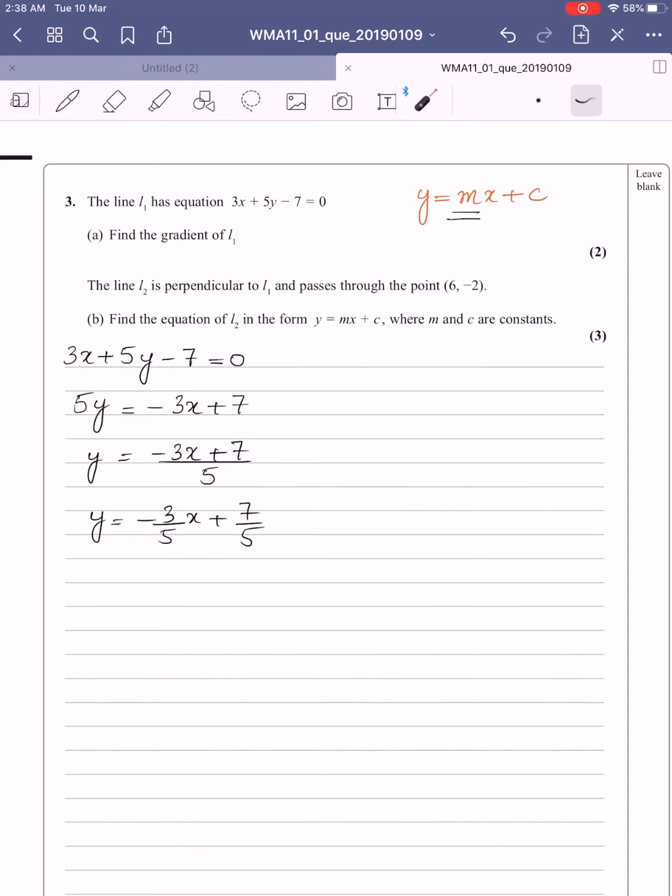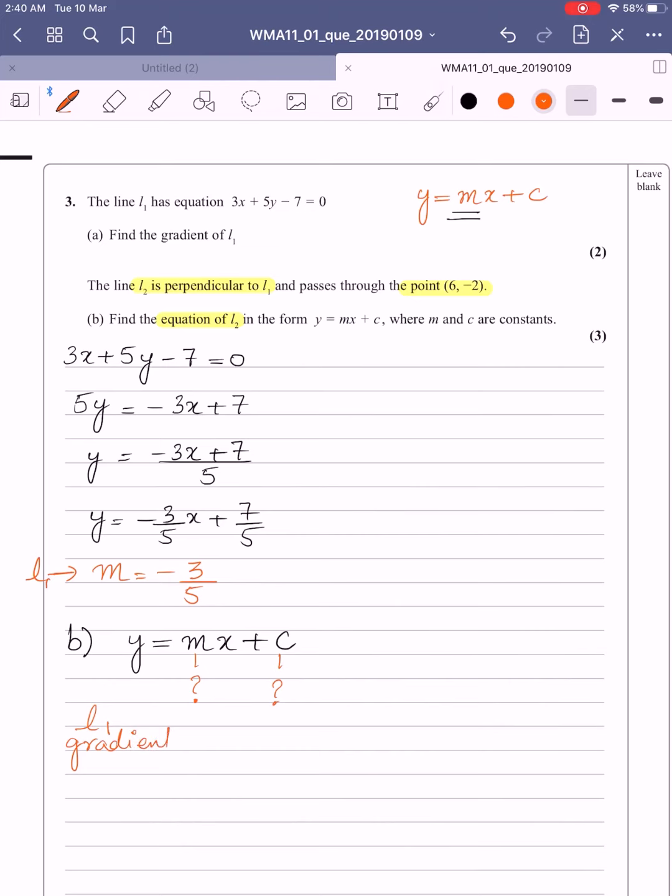Now whenever we need to find the equation of a line, we need to have two values. Y is equal to mx plus c is the general form of the equation of a line. If we know what is the gradient of the line and if we know what is the y-intercept, we can have the equation of the line. Now, we already have the gradient of line L1. Okay, so how does it help us to find the gradient of line L2?